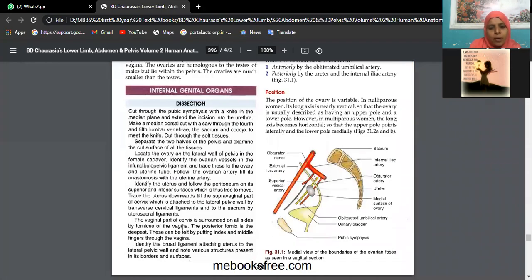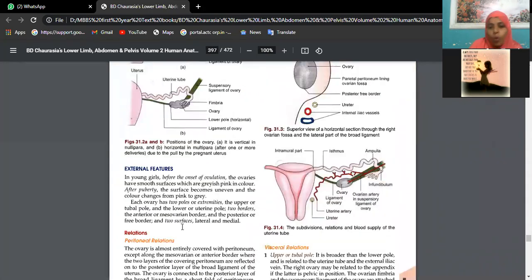Now see here, beta. The presenting parts of the uterus are: this is the fundus, this is the body, and this is the cervix. Inside this you have the uterine cavity, and of course the uterus has three walls. The outermost covering is perimetrium, the middle is myometrium, and the inner lining is endometrium. On either side superolaterally it will have the openings of the fallopian tube.